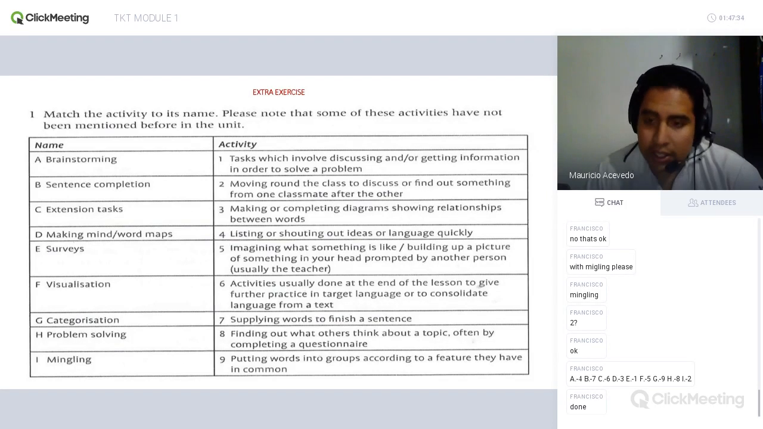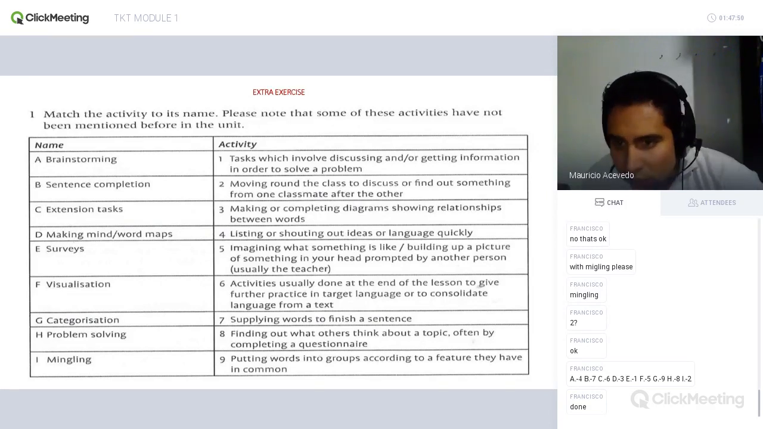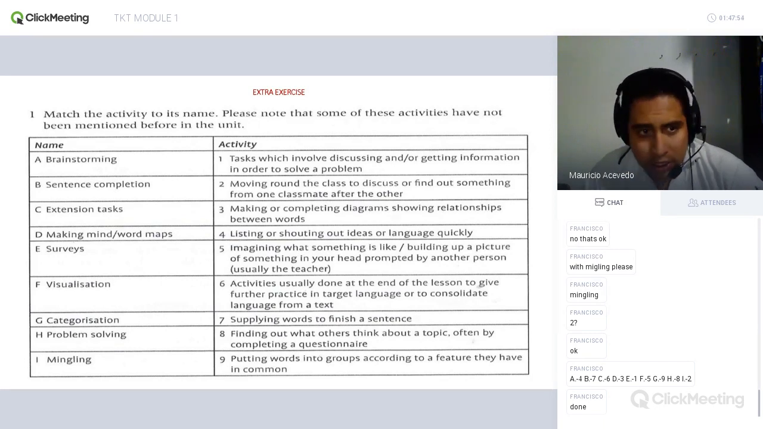Okay, so like kind of reviewing, right? Number 3 for you, it's service: making a complete diagram showing relationship between words. I'm not really sure. Well, let me see. Maybe I'm making a mistake. Yes, for you, letter C, it's 6, extension task. Letter D, it's 3.